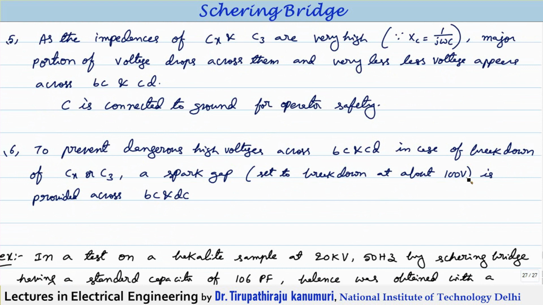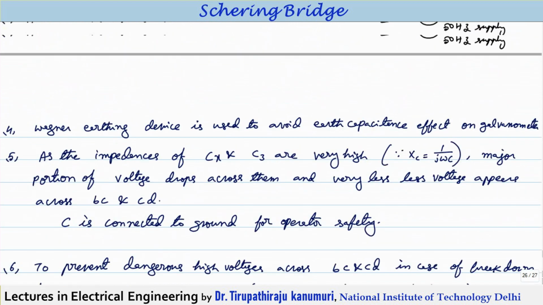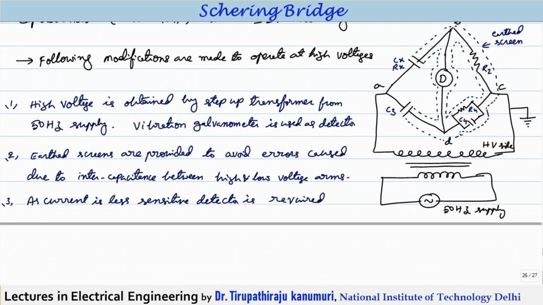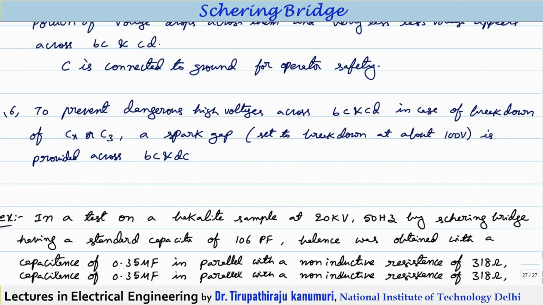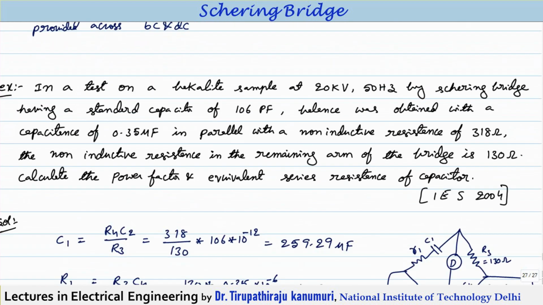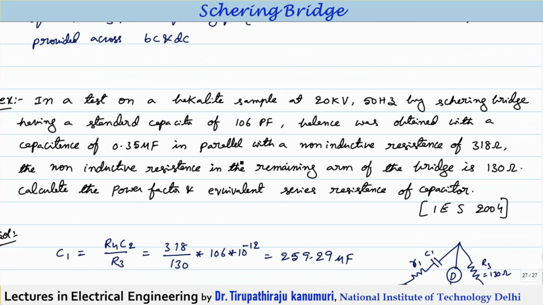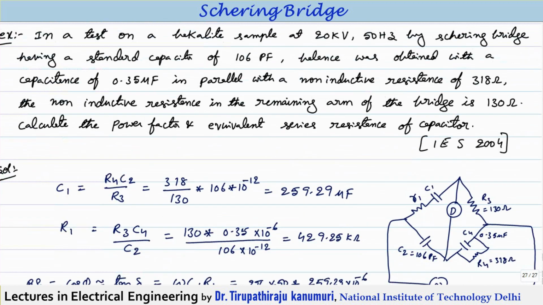If the voltage crosses 100 volts, this spark gap will produce a spark between the contacts and the entire voltage will be bypassed to ground. So as the entire voltage is bypassed to ground, high current passes and the fuse connected to your supply will trip immediately. That means the persons who are operating this equipment will always be safe. That is the major concern. So these precautions should be taken care of. I hope the high voltage Schering bridge is clear to you.